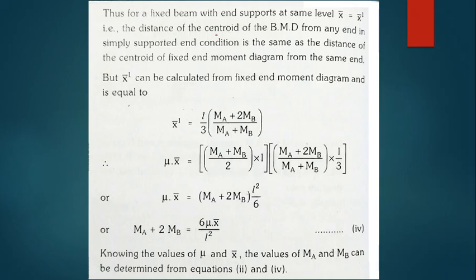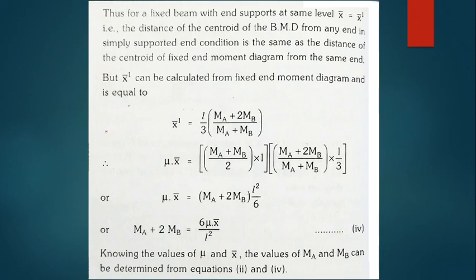Thus, for a fixed beam with the end supports at the same level, x bar must be equal to x bar dash. The distance of the centroid of the bending moment diagram from any end in the simply supported end condition is the same as the distance of the centroid of the fixed end diagram from the same end. Here x bar dash can be calculated from the fixed end diagram and made equal to 0.